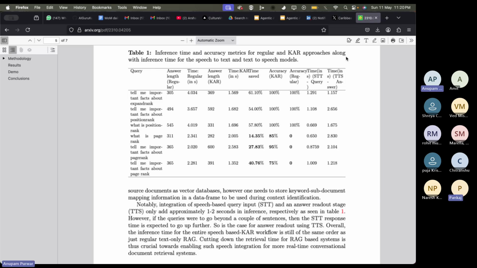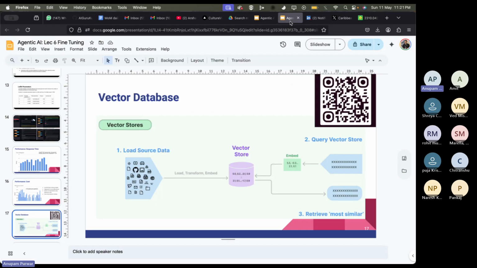So in such cases, we have seen that particularly names or places, things which are referred to using pronouns, if they are appearing in a sparse way, then RAG fails. RAG has its limitation, but keyword augmented retrieval does a very good job there. Okay, so coming back to the slides again.